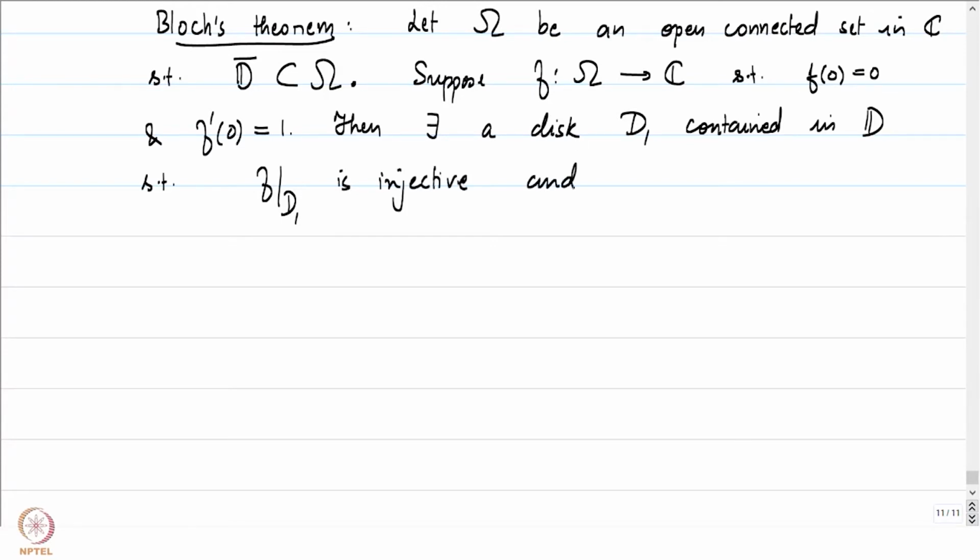and further if you look at f of D1, it contains the disk of radius 1 by 72 in its image, which in particular is contained in f of D. Notice that 1 by 72 is an absolute constant here, which doesn't depend on f. So for any function f which is defined in this manner, we will be able to prove that the disk of radius 1 by 72 is sitting inside f of D.